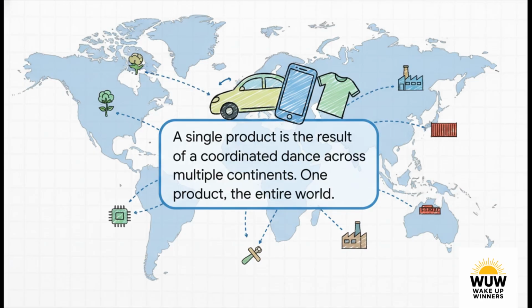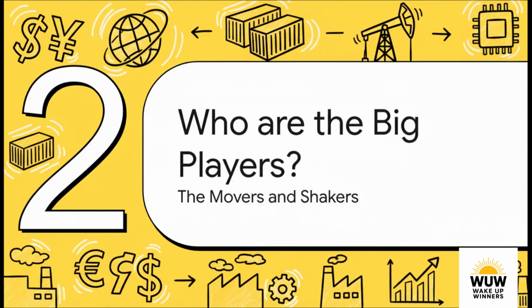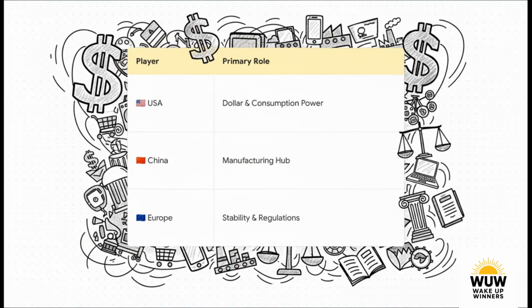And look, this isn't just about iPhones. It's the same story for our cars, our clothes, even the food we eat. That's the global economy in action. All right, so like any big story, the global economy has its main characters, the big players whose every move sends ripples across the entire world. So who are they? You can pretty much boil it down to these three heavyweights.